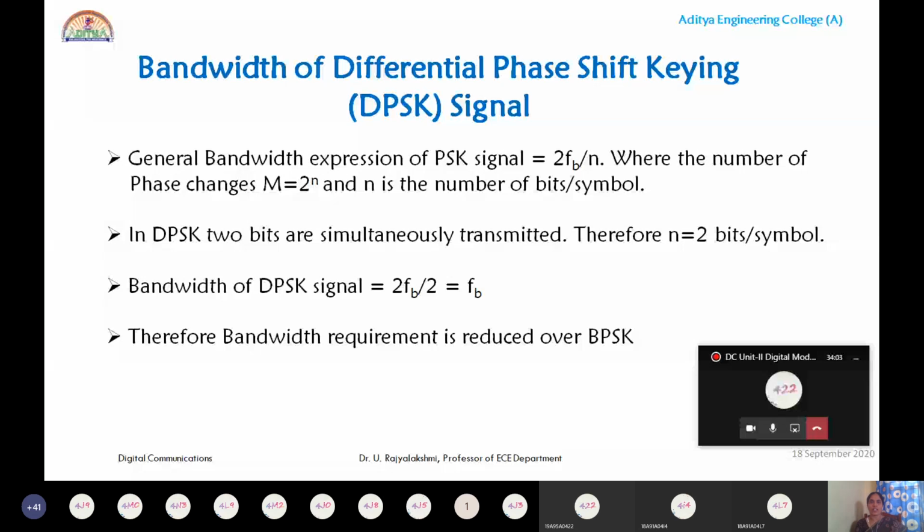What is the value of N? What is N actually? Number of bits transmitted per symbol. Please tell me how many bits are transmitted per symbol in the case of binary phase shift keying. Please substitute the value of N in this equation and see whether you get 2FB or not. What is the value of N in the case of binary phase shift keying? Any student, please respond. How many bits are transmitted per symbol in binary transmission techniques?